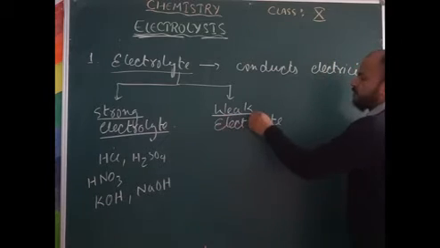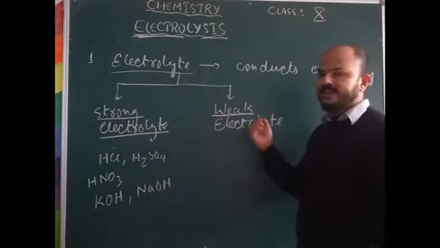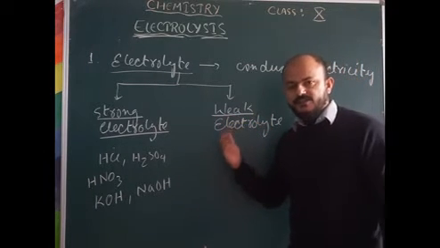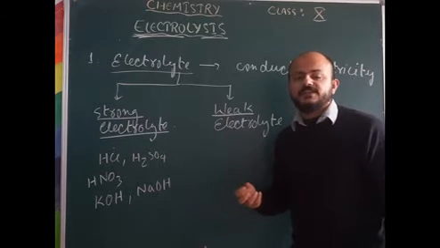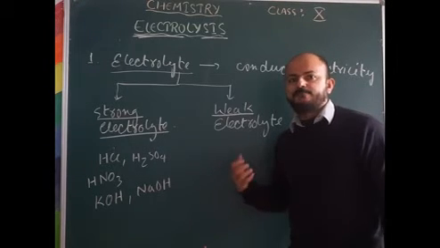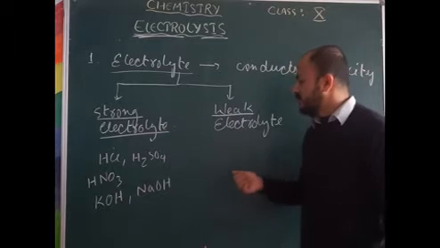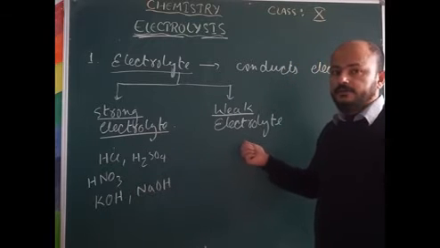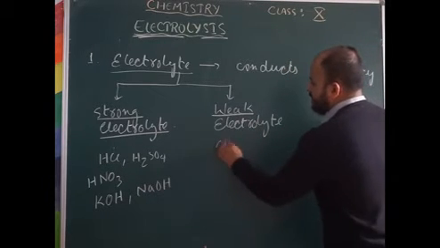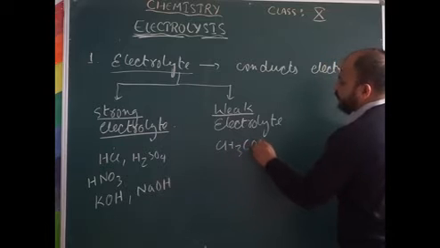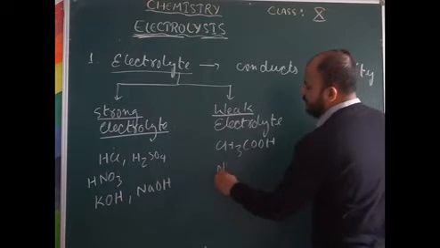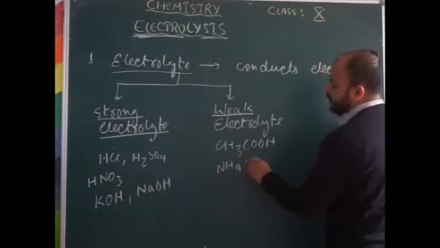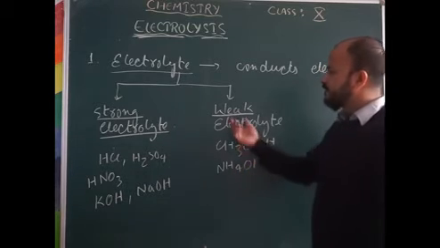Now let's move on to the next type of electrolyte, weak electrolyte. Weak electrolytes, by the name itself you can make it out, conduct a less amount of current, electricity, in aqueous solution or in molten state. For example, all the organic acids like CH3COOH, acetic acid, this is the formula for acetic acid. You have a base like ammonium hydroxide. These are the examples of weak electrolyte.